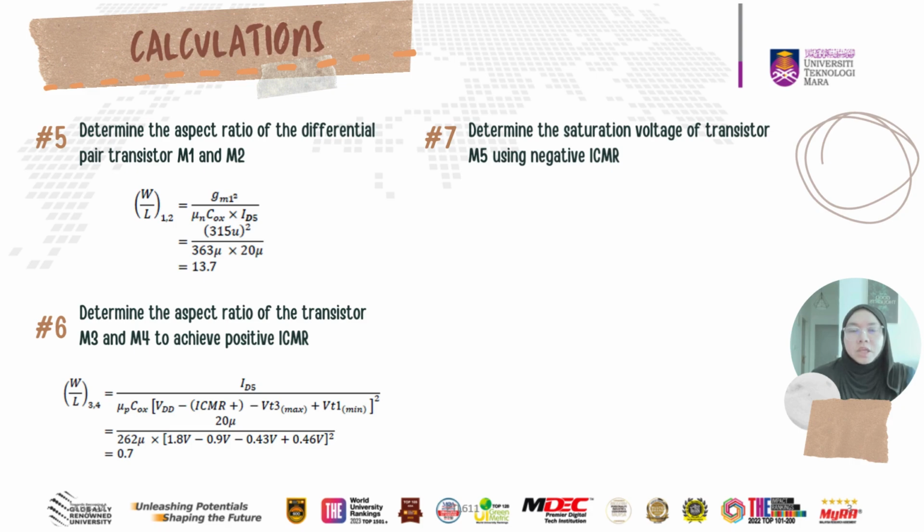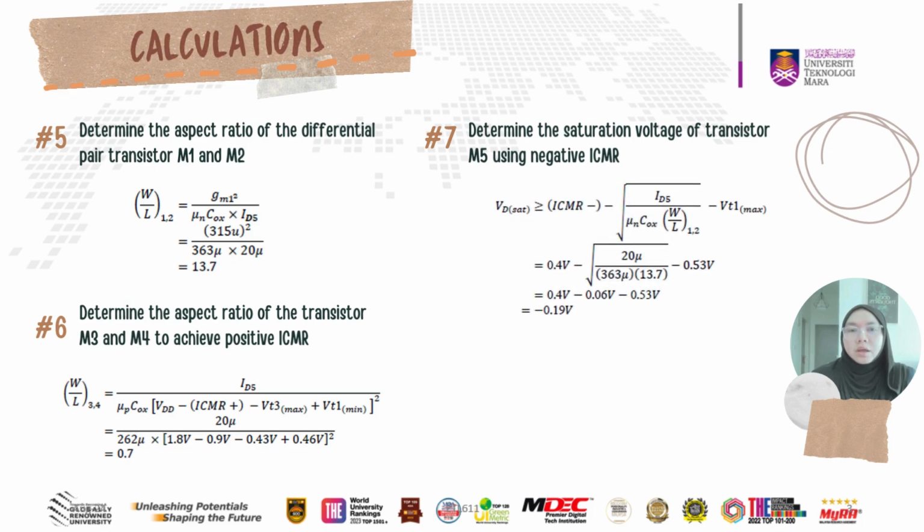All right, let's move on to step number 7, where we determine the saturation voltage of the transistor M5 using the negative ICMR. In this calculation, the negative ICMR that we use is 0.4 volt.